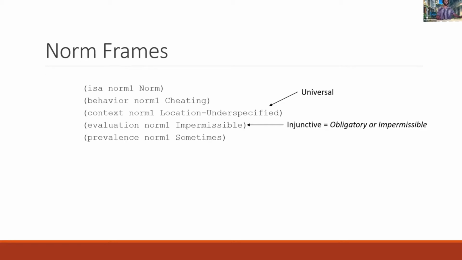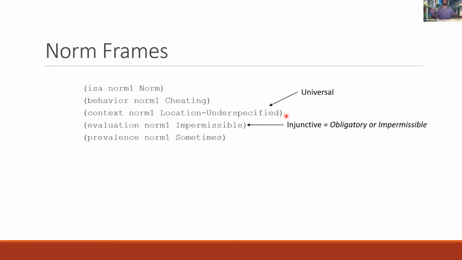So here's an example of a representation for the act of cheating. And the behavior, let me get the laser pointer out. The behavior slot is filled with the act of cheating. And again, this concept is grounded in our knowledge base. And the context slot, in this case for cheating, this is a universal norm. So it's grounded in the concept location under specified, which in our knowledge base is just the top most general location in the hierarchy.